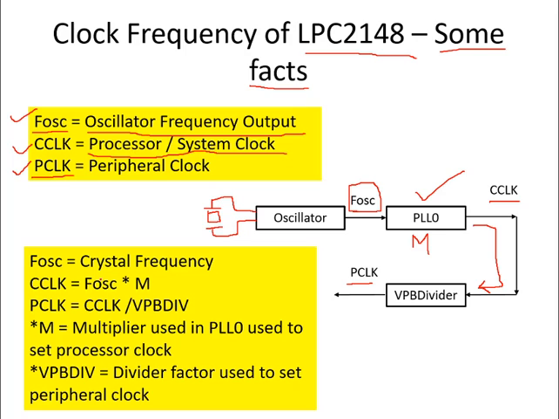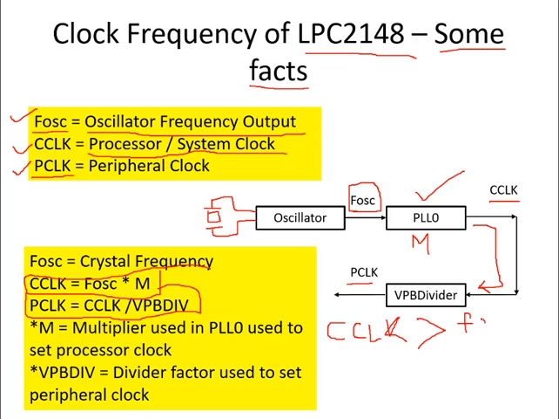Next is the relation between these things. F oscillator is the crystal frequency. The first equation, if you want, you can write down: F oscillator times M is CCLK, and PCLK is nothing but CCLK divided by VPB DIV. M is the multiplier used in PLL0 to set the processor clock. So it is multiplying the frequency, it is increasing the frequency. So always remember CCLK is greater than F oscillator.